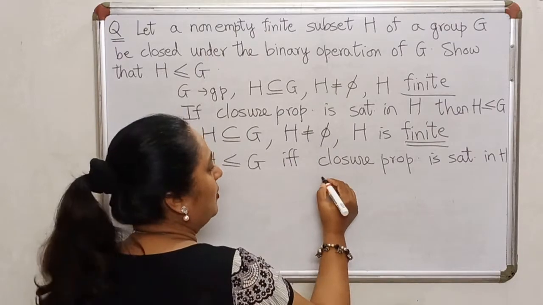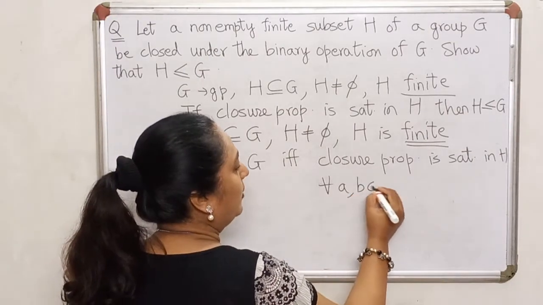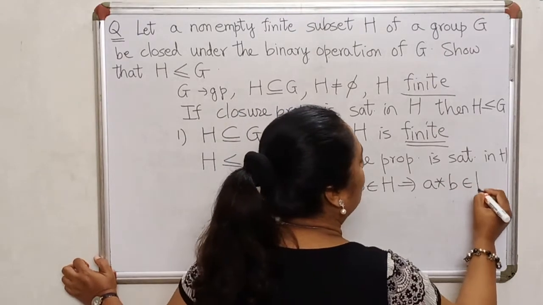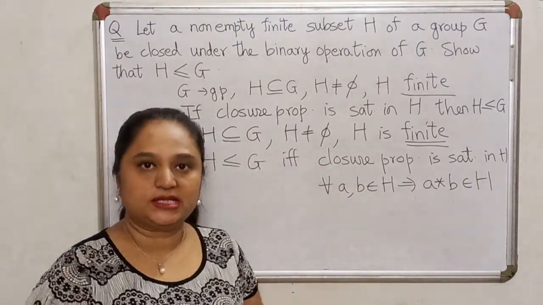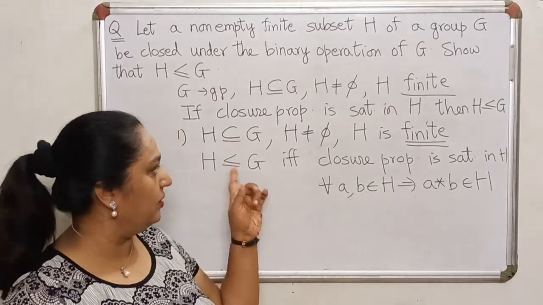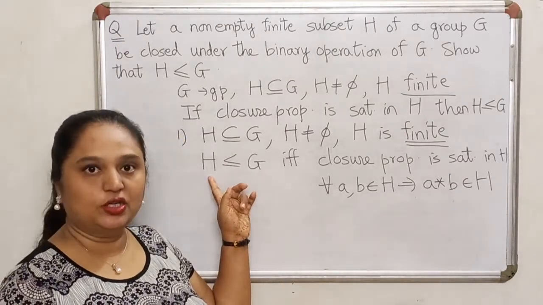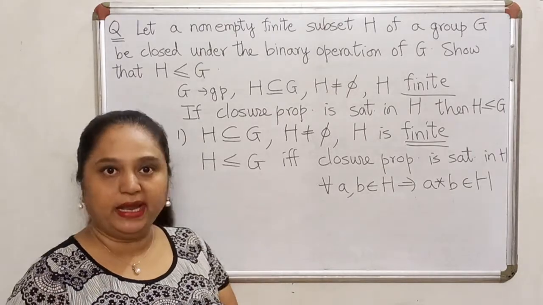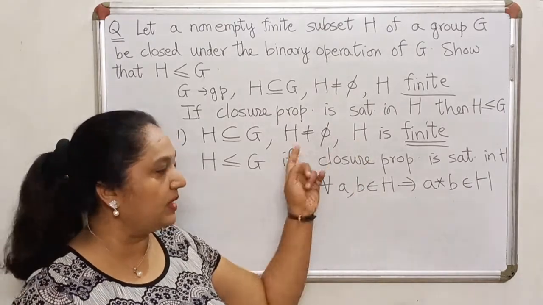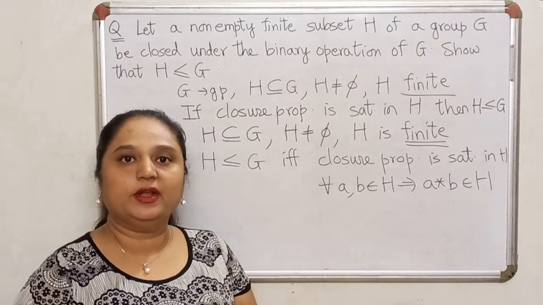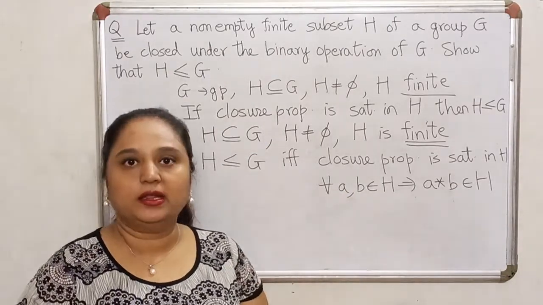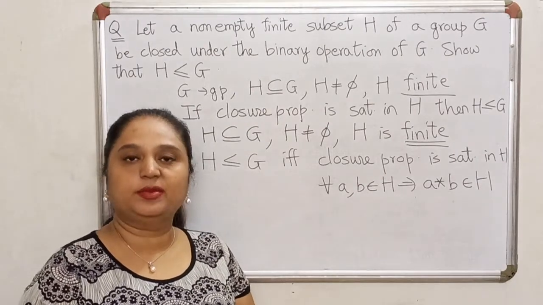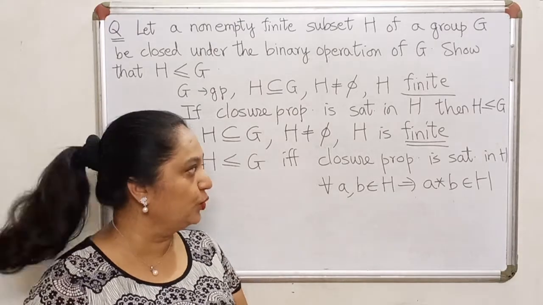That means whenever I choose two elements of H, A star B should also be an element of H, where star is the binary operation given in G and therefore it's also the induced operation in H. So for a finite, non-empty subset, henceforth it will be enough to just verify the closure property, and we are going to use this to find all possible subgroups of finite groups.